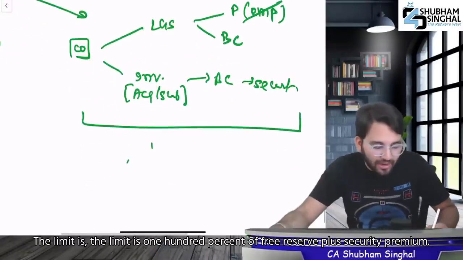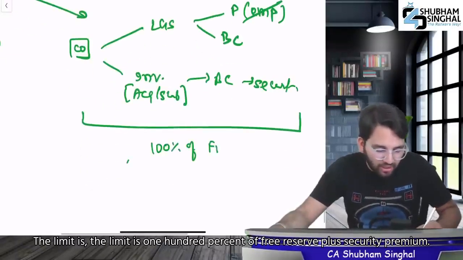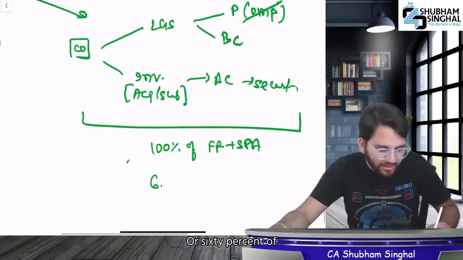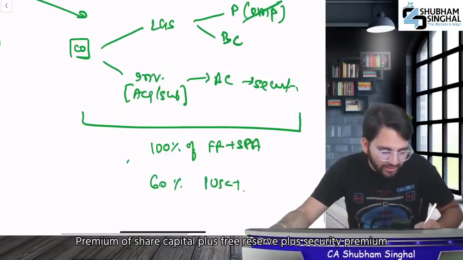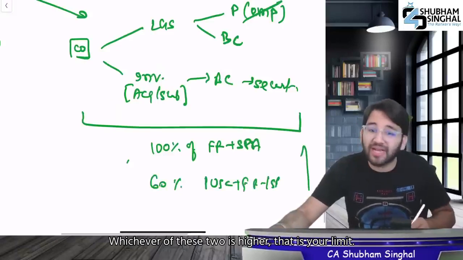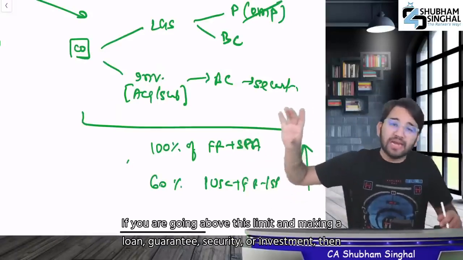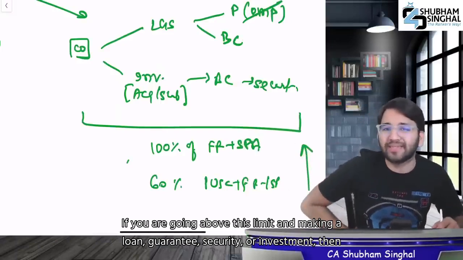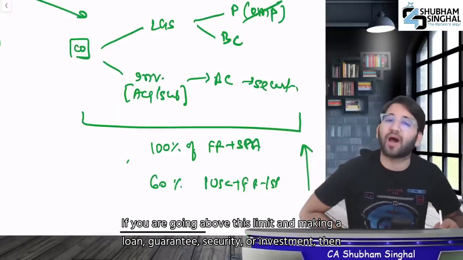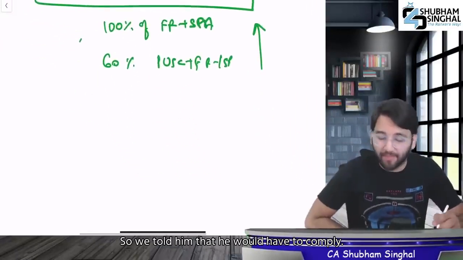The limit is 100% of free reserves plus securities premium, or 60% of paid up share capital plus free reserves plus securities premium. Whichever of these two is higher, that will be your limit. If you are going above this limit in making a loan, guarantee, security or investment, then you would have to comply with additional requirements.